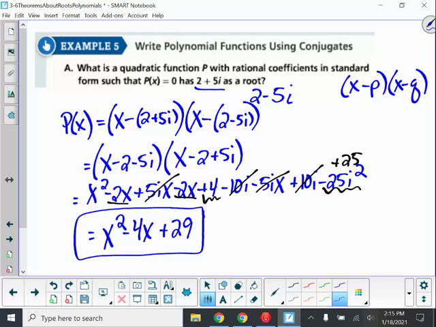If you do this correctly, your i terms that aren't squared should all disappear. They should add out. You should have opposite terms so that they don't carry through into your answer. Because it does say it has rational coefficients, and you can't have rational coefficients if you have i's as coefficients in your problem.